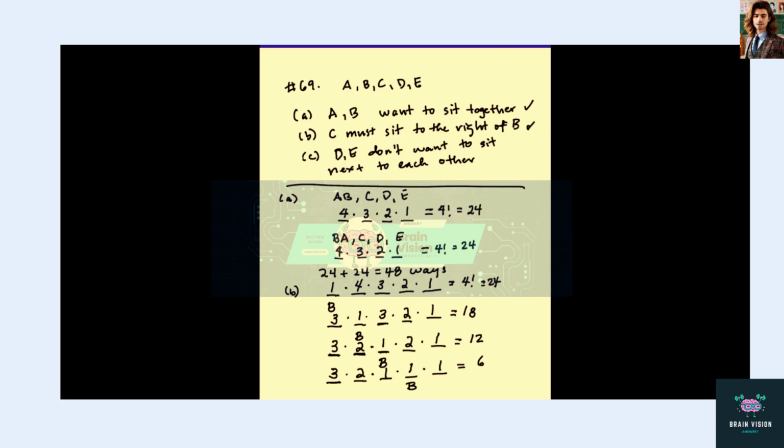So these are all the scenarios. These are the only scenarios that we need to look at. And the total number of ways to seat the 5 people would be 24 plus 18 plus 12 plus 6. That gives you a total of 60 ways.